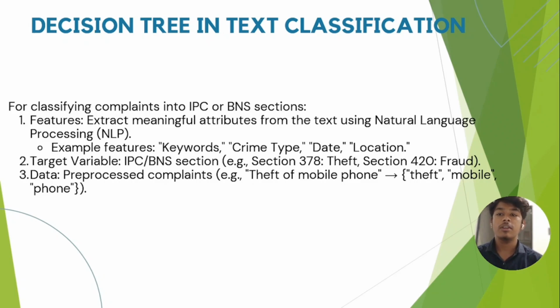Decision tree in text classification. For classifying complaints into IPC or BNS sections, we have to extract features. Extract meaningful attributes using natural language processing. Target variable: IPC or BNS section. Example features: keywords, crime type, date, location. Target variable: IPC or BNS section, example 378 for theft, section 420 for fraud. Data pre-processed complaint into theft of mobile phone: theft, mobile, and phone. We can classify each of these nodes into sets.